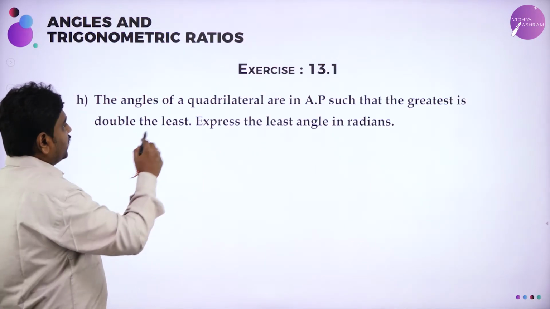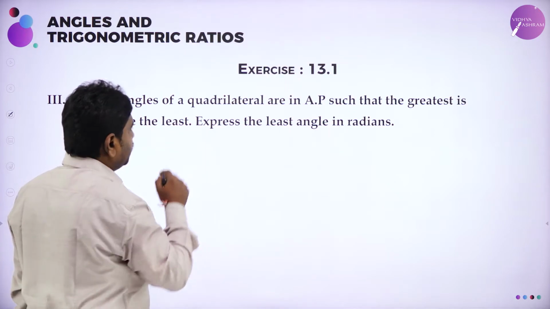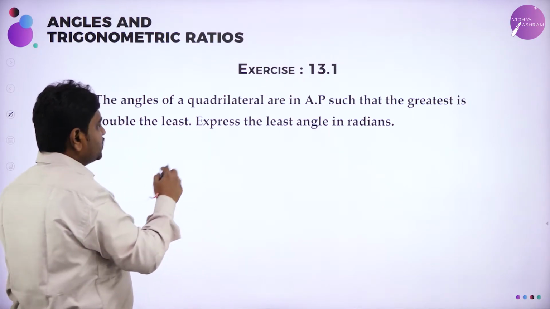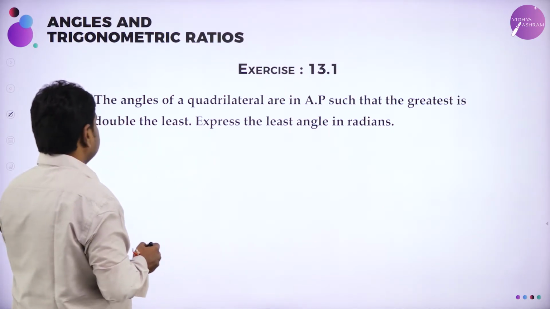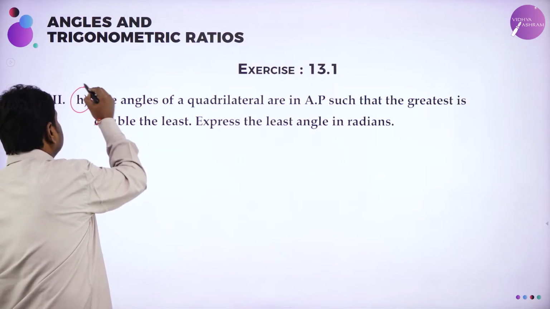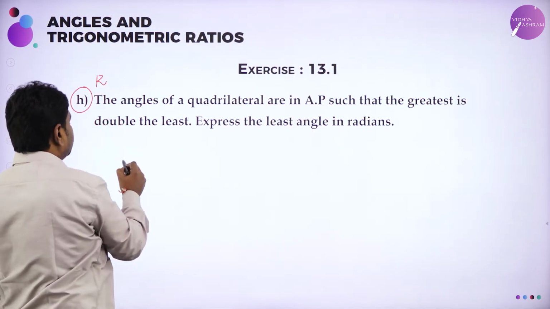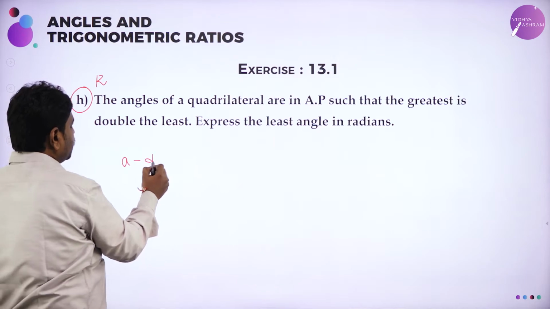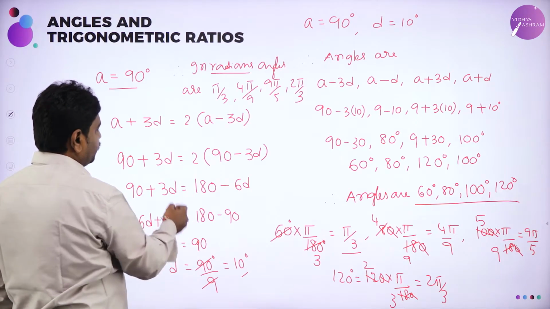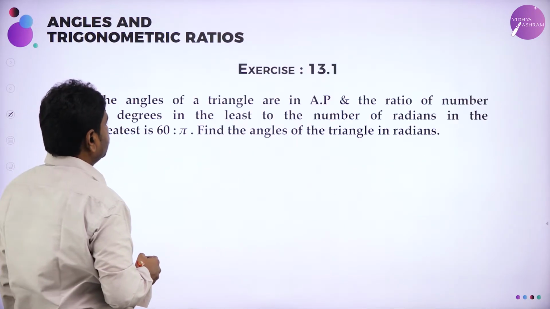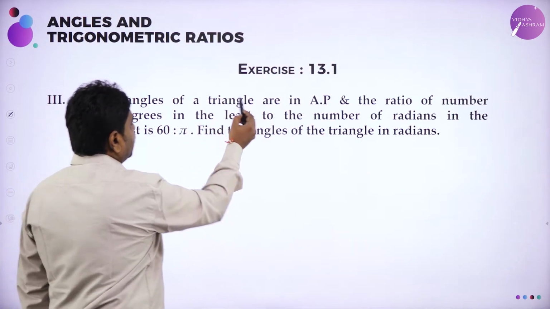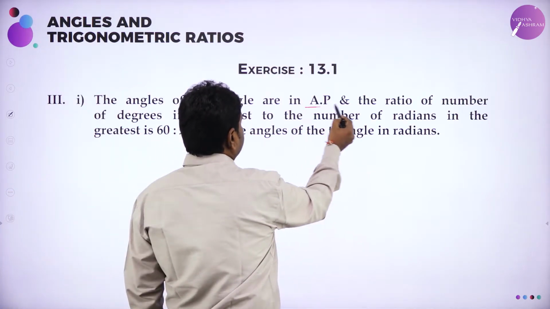Then the angles of a quadrilateral in AP, the greatest is double the least, express them in radians. It is the same problem but repeated. It is a repeated problem in exercise. Same thing. What is that? A minus D. So just refer to this last one. Same.